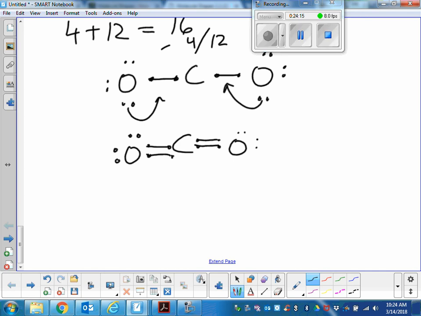What is the shape of this molecule? What will be the shape of this molecule? Does the atom in the middle have any lone pairs? No. So what do you predict the shape will be? It will be 3 atom linear, or just linear is fine. It will be a straight line.